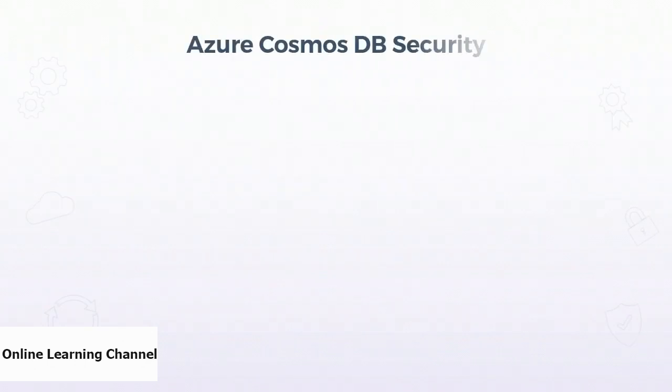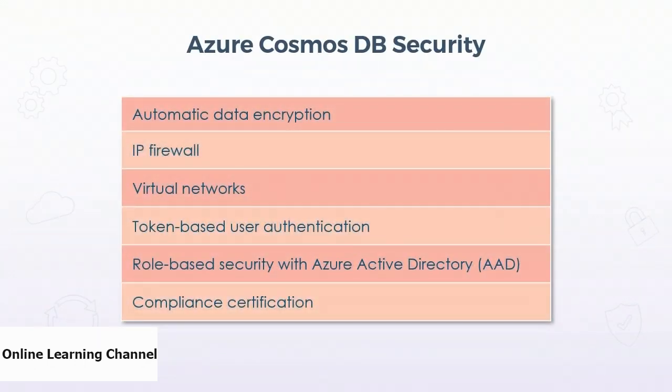Now lastly, it's worth quickly going over the security in Azure Cosmos DB. First of all, data is automatically encrypted. This is both encryption at rest as well as encryption in transit. Your data is safe. Now you can go further than that, of course.